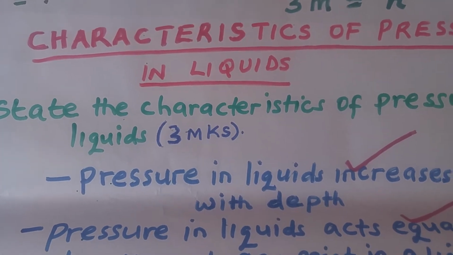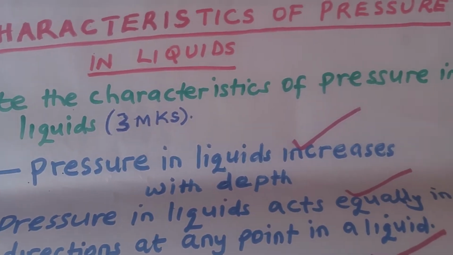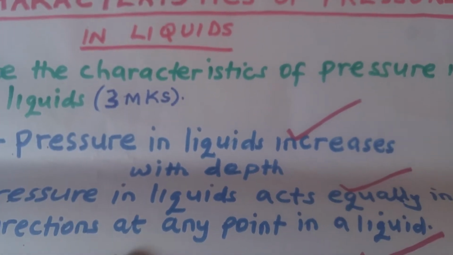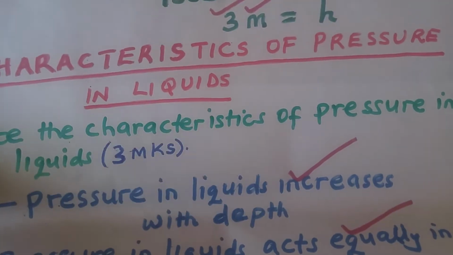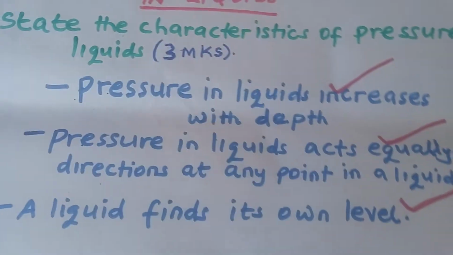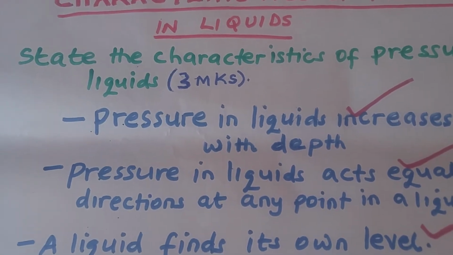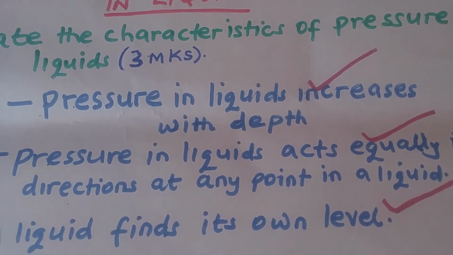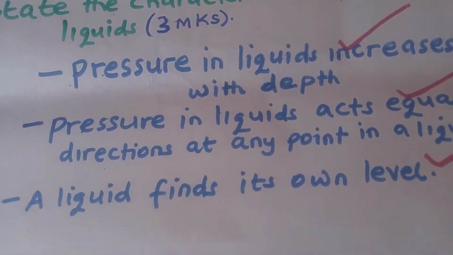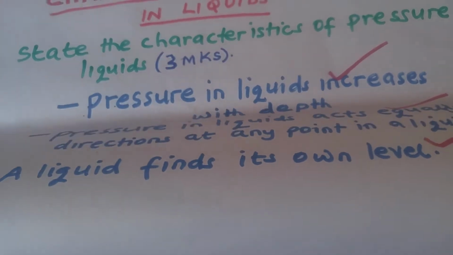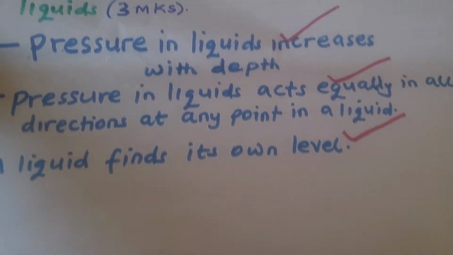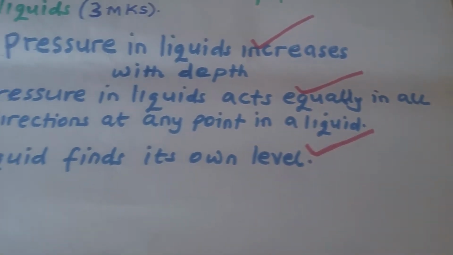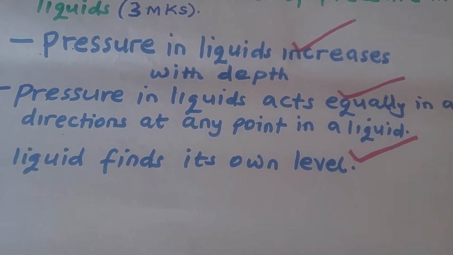Then we also have another one. Pressure in liquids acts equally in all directions. So there are 3 characteristics of pressure in liquids. 1, pressure in liquids increases with the depth. What does that mean? As the height of the liquid increases, pressure also increases. 2, pressure in liquids acts equally in all directions at any point in a liquid.